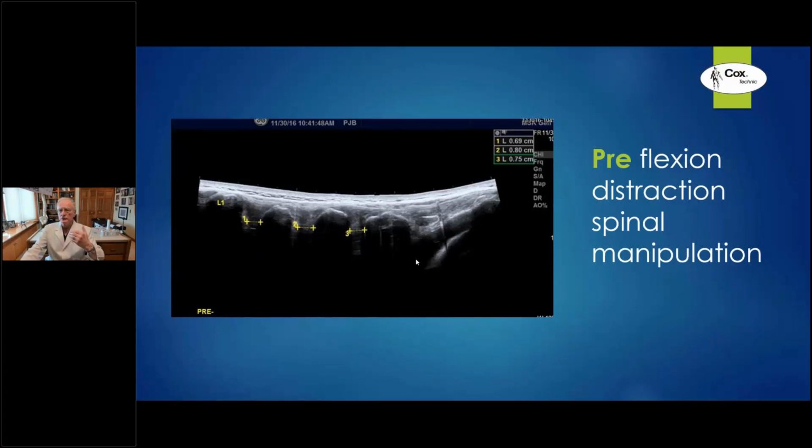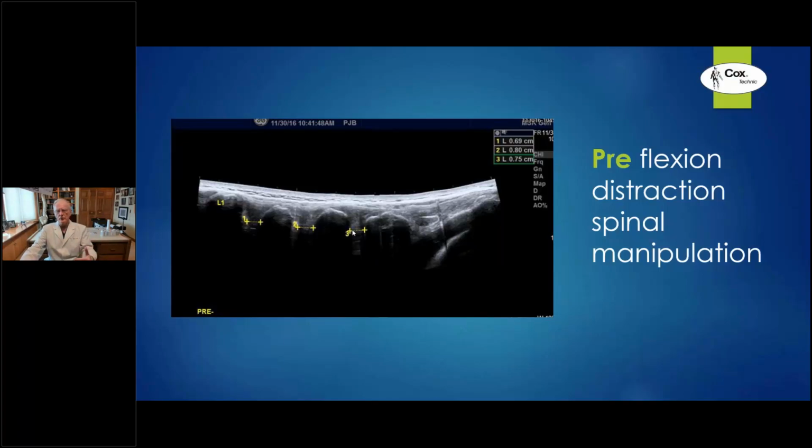Now, review from section 1. Remember that when we distract and we apply a force, what is happening inside that lumbar spine? If you remember here, pre-flexion distraction, the interspinous spaces at L1-2 are 0.69 centimeters, 0.80, and 0.75.